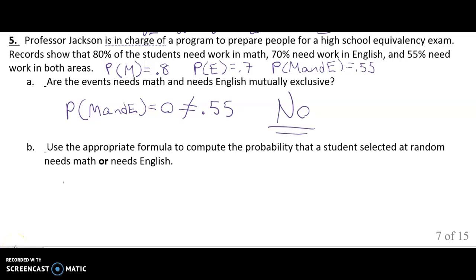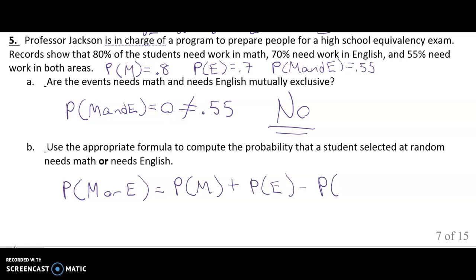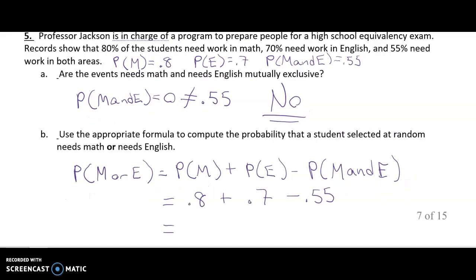Part B, we want to use our formula to find the probability that someone needs help in math or English. Well, that's the probability of needing help in math plus the probability of needing help in English minus the probability of needing help in math and English. Fill in the formula. 0.8 plus 0.7 minus 0.55, which is equal to 0.95. So the probability of needing help in math or English is 0.95.